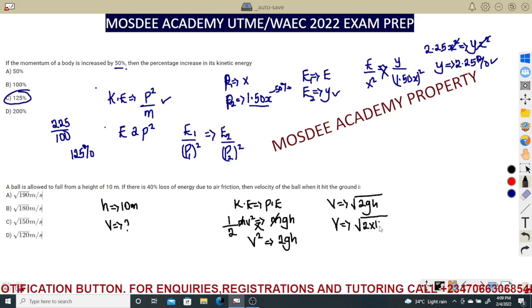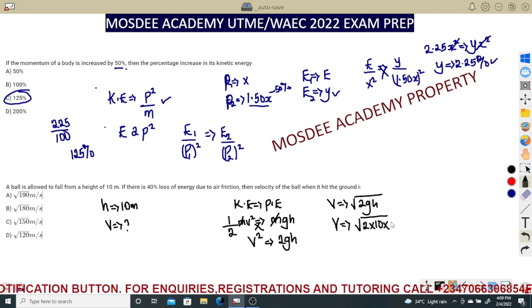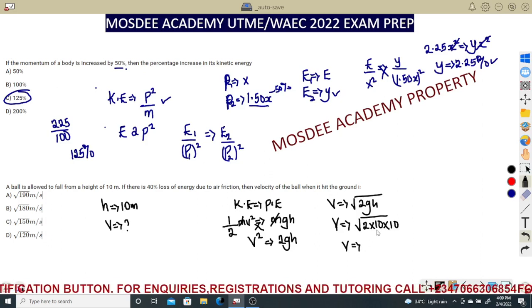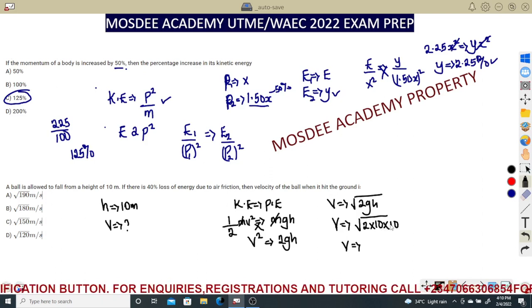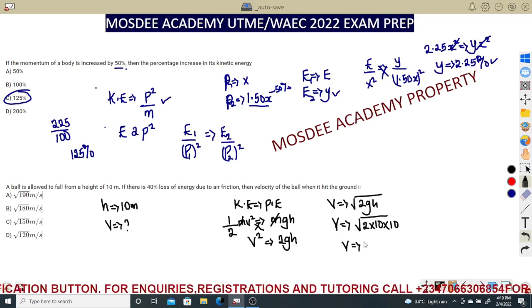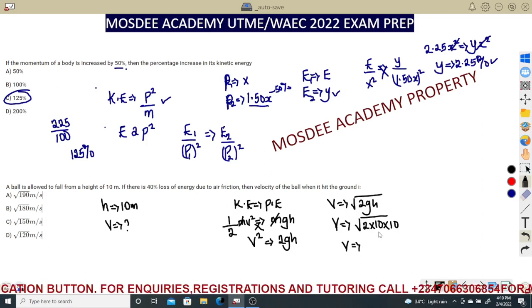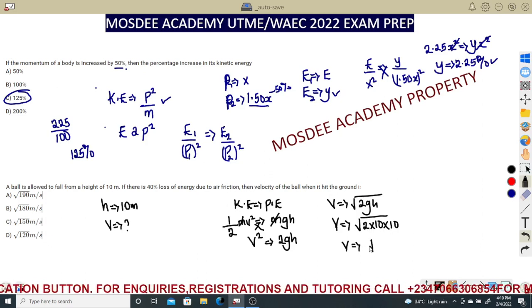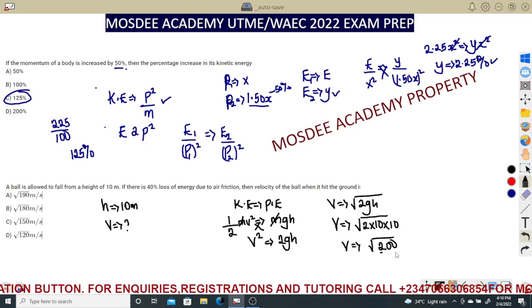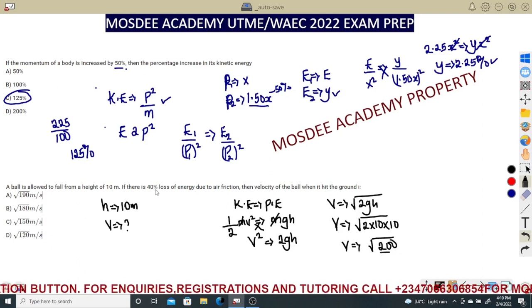So having said that, the velocity when this is coming to the ground, you've done something like this before. I'll take g as 10, I'll take height as 10, it is given. So on simplification, v equals the square root of 100 times 2. Hope I did not make a mistake. 100 times 2 is the square root of what? 200. So the velocity is the square root of 200, but it is a 40% loss.